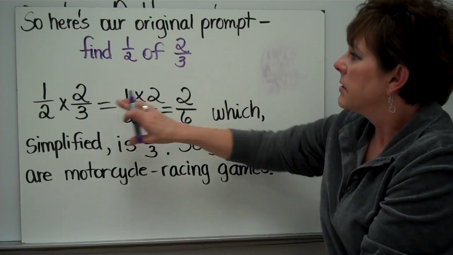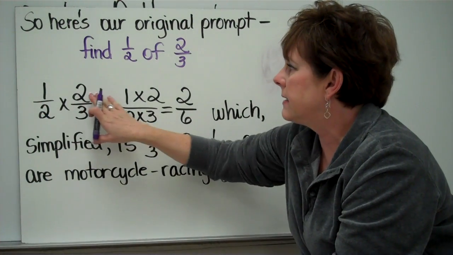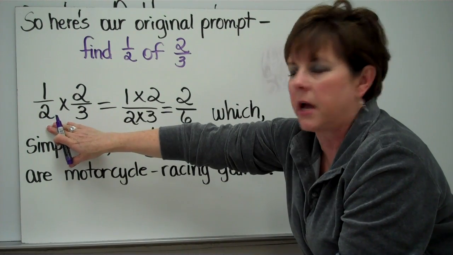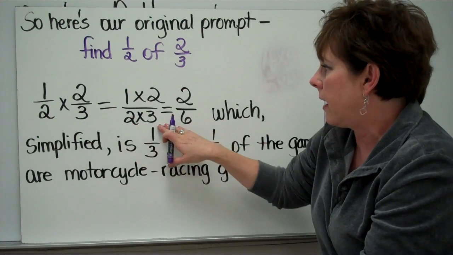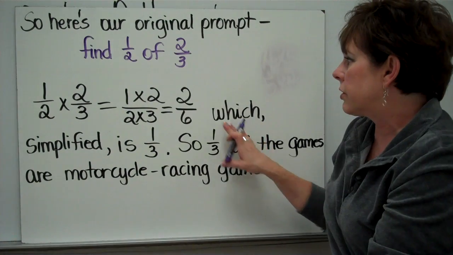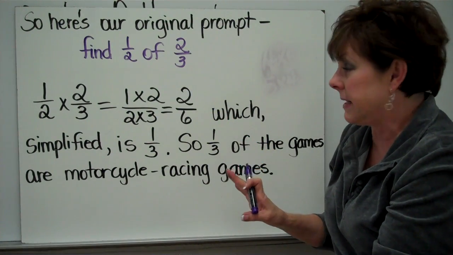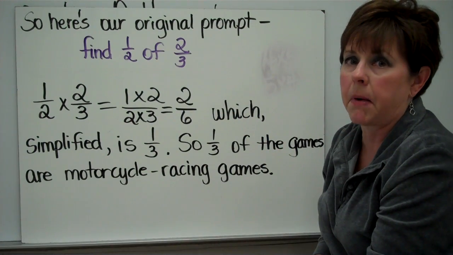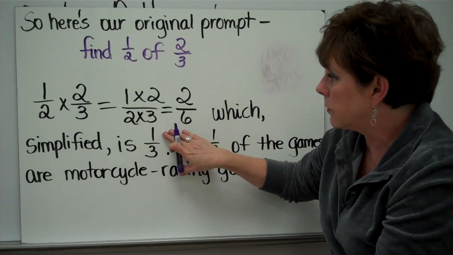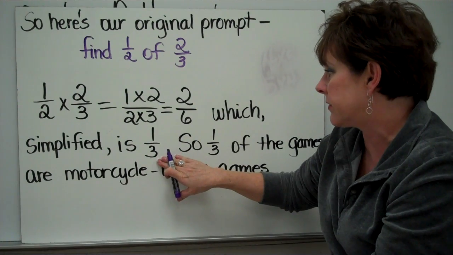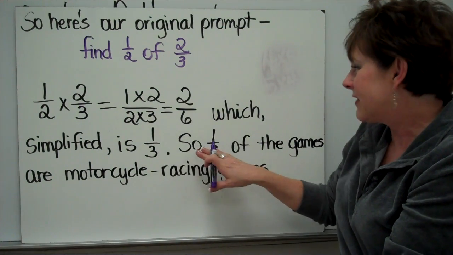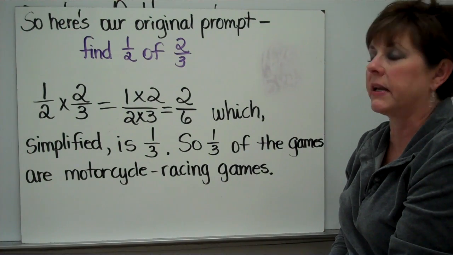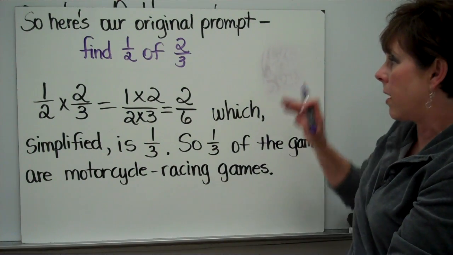So 1 times 2 is 2. Here's our bottom numbers, our denominators. 2 times 3, all right, is 6, which makes 2/6, that can be simplified to 1/3. Both 2 and 6 can be divided by 2. 2 divided by 2 is 1. 6 divided by 2 is 3. So 1/3 of the games at the arcade are motorcycle racing games. All right, 1/3.